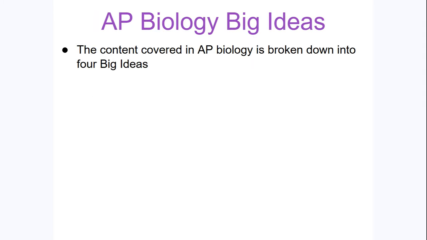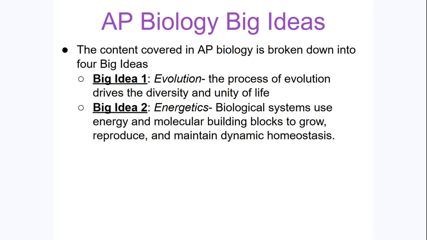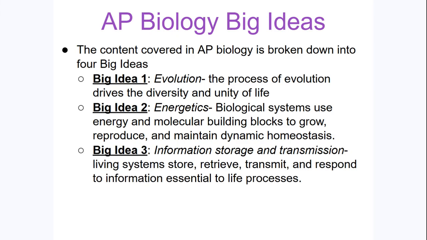So we also have these things called the big ideas. The content covered in AP Bio is broken down into 4 big ideas. Big idea number 1 is that the process of evolution drives the diversity and unity of life. We will hit evolution towards the end of this course. Big idea 2, energetics: the biological system uses energy and molecular building blocks to grow, reproduce, and maintain dynamic homeostasis.